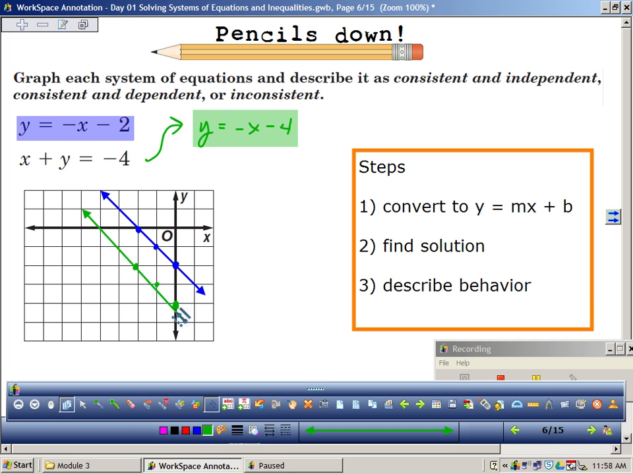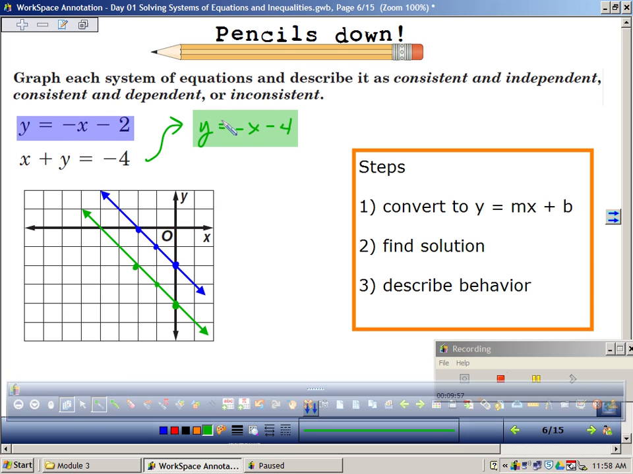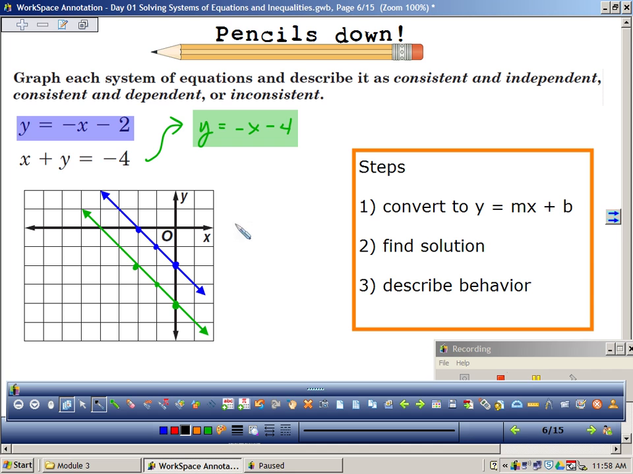Everybody should be saying the same thing right now, right? These are parallel lines. You should have been able to look at it and say, well, if they have the same slope and different y-intercepts, you would know that they're parallel lines, right? The only way they could have the same slope and touch is if they had the same y-intercept. Then what would it be? The same line, right?